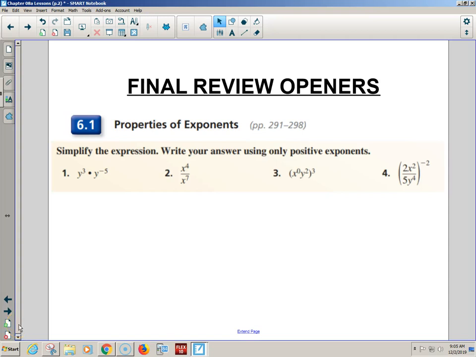Hopefully you just tried these problems. Anytime we do final review openers, can you also grab out a colored pen? Because if this is a final review section, couldn't you write yourselves little notes, right?